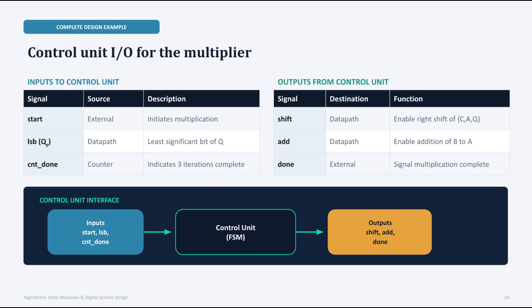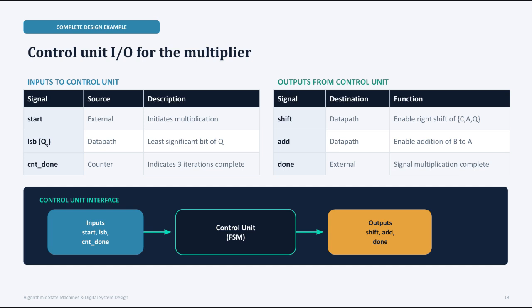Inputs: start, an external signal that initiates multiplication, LSB, which is Q0, the least significant bit of the multiplier register, coming from the datapath, and CNT_done, from the counter, indicating all 3 iterations are complete. Outputs: shift, which enables a right shift of C, A, Q in the datapath. Add, which enables addition of B into A. And done, an external signal marking multiplication complete.